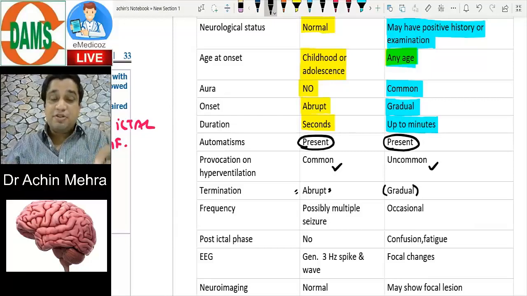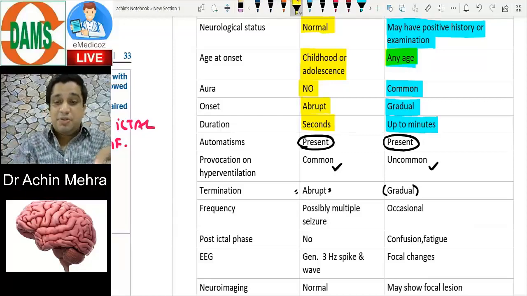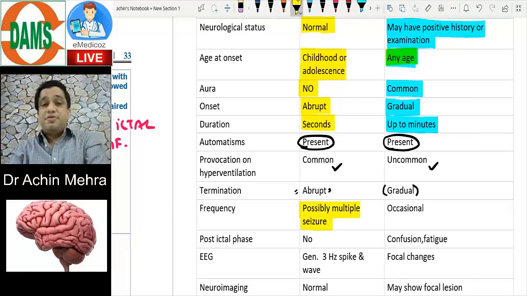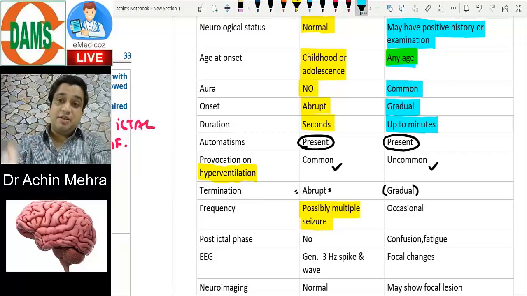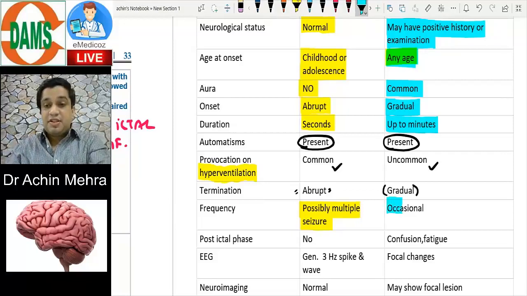Frequency, again an important thing. Remember this: multiple seizures can happen in an absence seizure patient. Why? Because the onset of this problem is often in childhood. And you know the kids, they never stop. They've got tires in their legs and keep on running all across. Running everywhere will induce what? Hyperventilation. And hyperventilation will provoke this kind of disorder, absence seizure, simple. On the other spectrum, in focal seizure with impaired awareness, the frequency is often occasional.